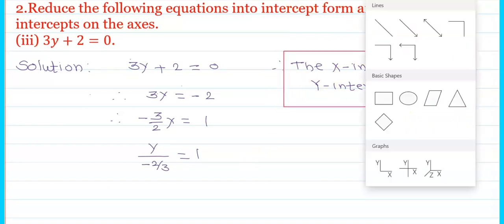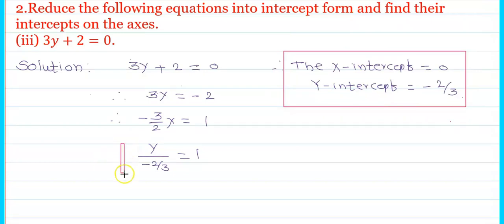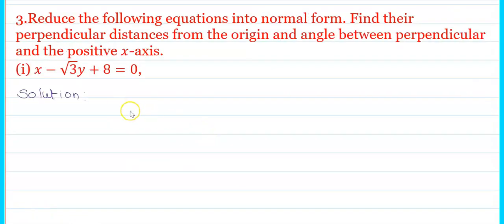These are the intercepts, and next, in the form x upon a plus y upon b, this is the form. Now in the next question, reduce the following equation into normal form. Find their perpendicular distance from the origin and angle between perpendicular and the positive x-axis. Now the equation is x minus root 3 y plus 8 equals 0. Now the normal form is x cos alpha plus y sin alpha equals p.